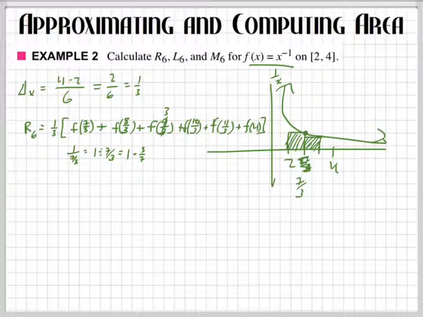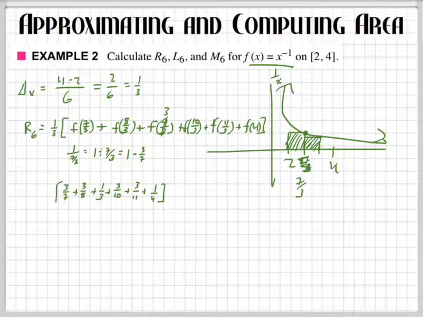So it's going to be 3 over 7 plus 3 over 8 plus 1 over 3 plus 3 over 10 plus 3 over 11 plus 1 over 4. See how arduous this can be? Alright, then we have 1/3 in the beginning, which is our delta x. Now we have to add all these together and then multiply it times 1/3. Let's take the easy way out.